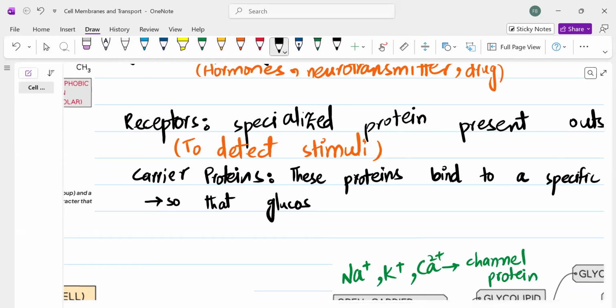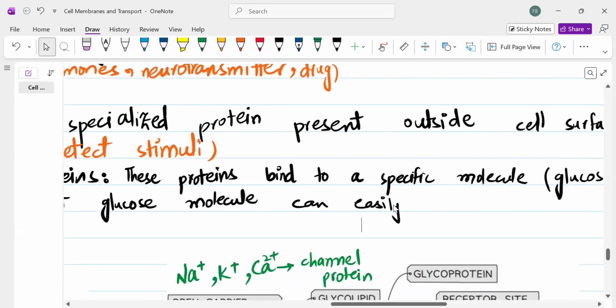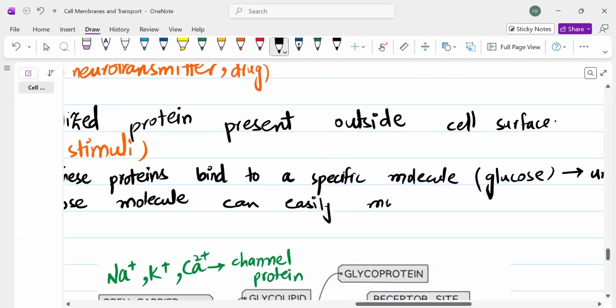Glucose molecule can easily move across the membrane. Okay, are you clear with this?